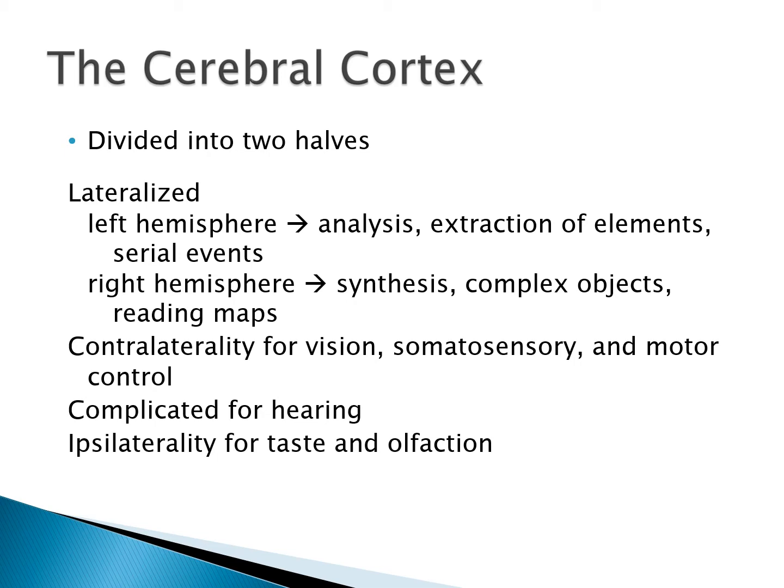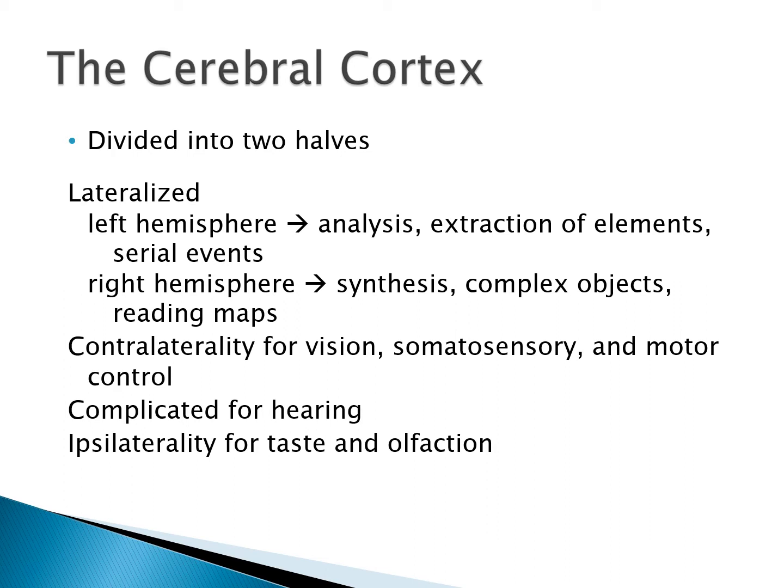Complex objects are processed on the right side. Reading maps is something that's happening in the right hemisphere. Again, this is really what's typical. It's a bit overstated. Obviously, when we're reading a map, we're using both hemispheres of our brain. It's just that the right hemisphere is taking a large part of that aspect of reading a map.